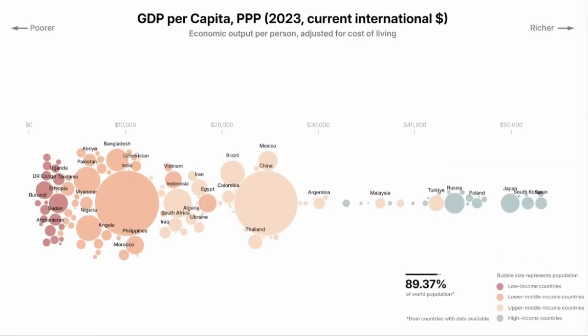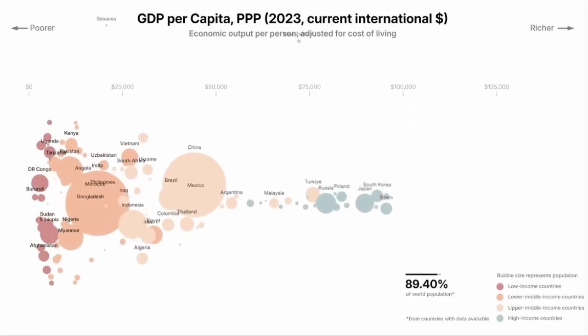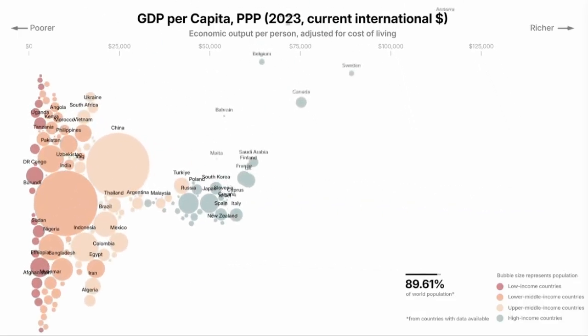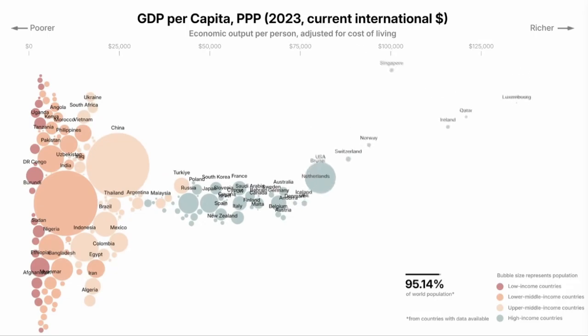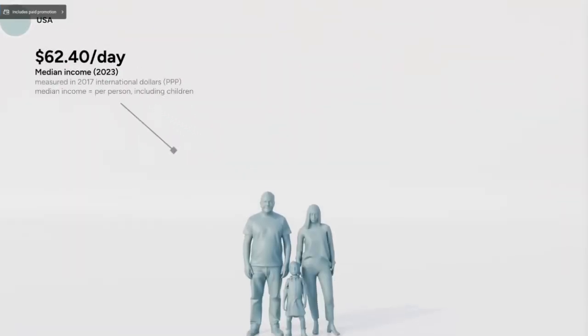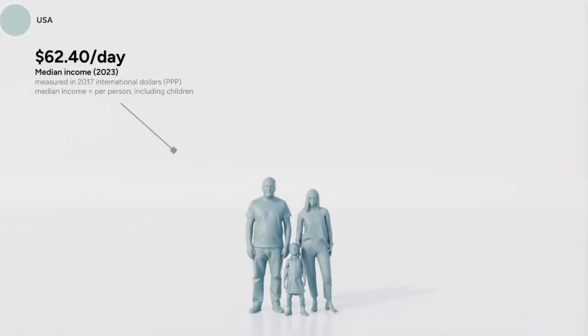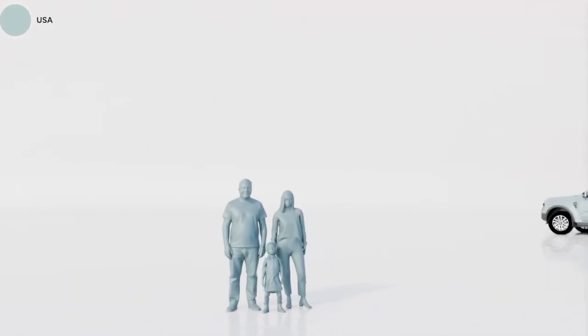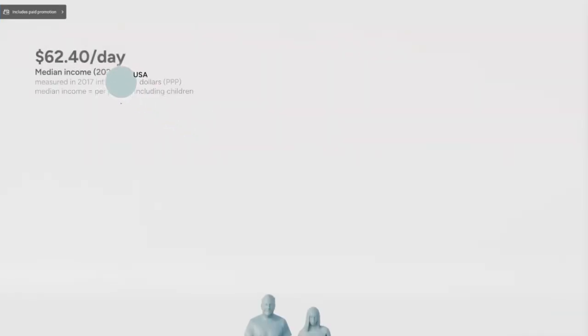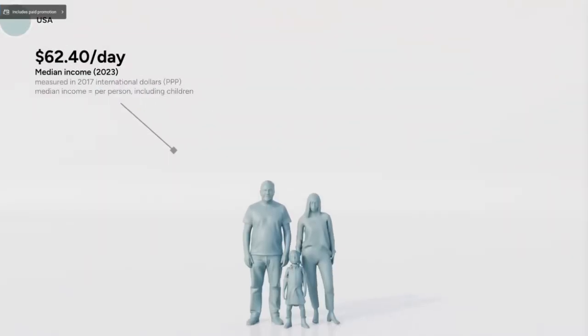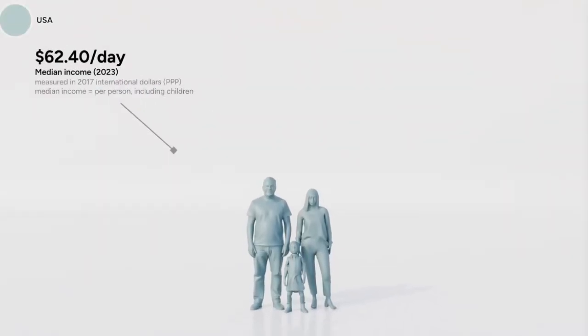Let's move higher. In the final 10% of the world's population, we find the wealthiest countries such as the US. The median wage in the US is about $62 per day. Living standards are not super different from the previous year, but people can afford more things here. Americans tend to have bigger houses, bigger cars, and they can buy more things in general. Most Americans are quite rich compared to the rest of the world.